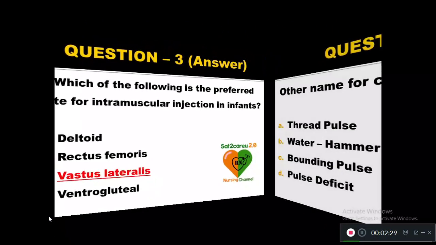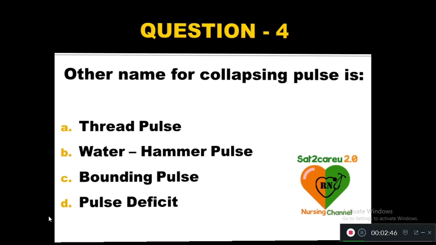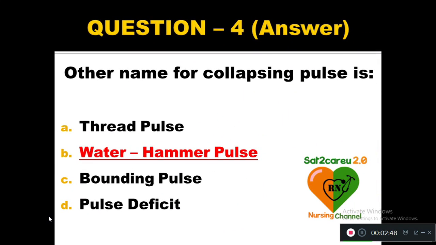Question number 4. Other name for collapsing pulse is option A, thread pulse, B, water hammer pulse, C, bounding pulse, D, pulse deficit. The right answer is water hammer pulse is also called as collapsing pulse.